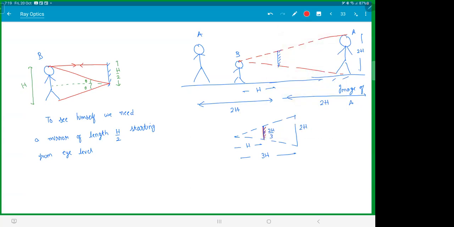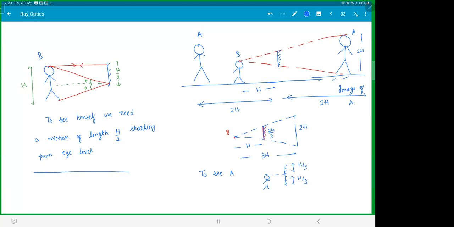This was the mirror. That means to see A, the mirror should look like this: a length 2h by 3, starting from the center. So you need a mirror h by 3 on the top and h by 3 at the bottom. Please have a look at this. To see yourself, you need a mirror starting from your eye level, but to see the other guy, you need a mirror starting from h by 3 above your eye level, h by 3 below your eye level.